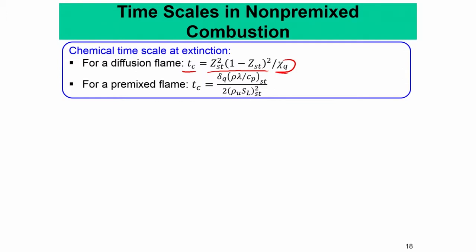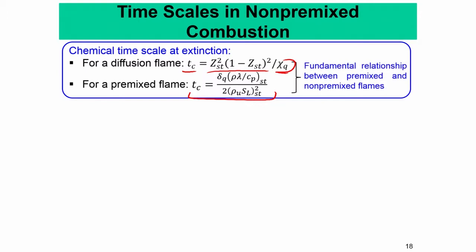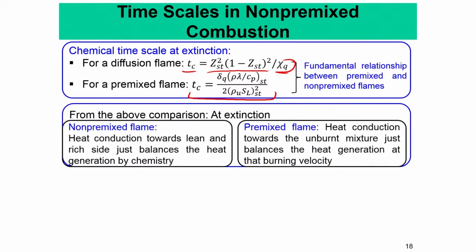This is something we need to take care of. Then for the premixed flame, the time scale is essentially given by this, and that is the one point of deviation in the relationship between non-premixed and premixed flames. Of course, if you compare from the above at extinction, you see that in the non-premixed flame it is essentially the heat that is conducted towards the lean and the rich side that balances the heat generation by chemistry. That is what a non-premixed flame is essentially.